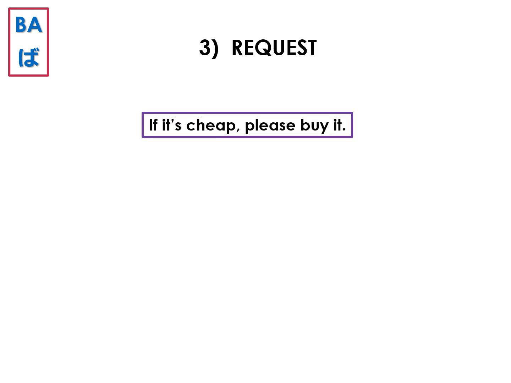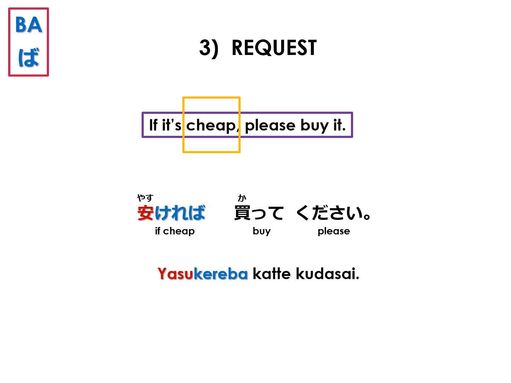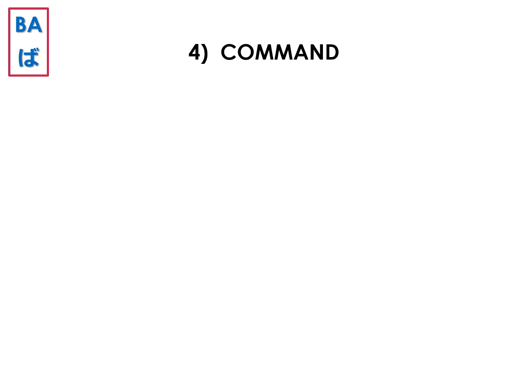If it's cheap, please buy it. Remember that with ba, when forming requests, commands, and suggestions, the verb in the subordinate clause must not be an action. So the first part can be a stative verb, spontaneous verb, adjective, pronoun, or noun. In our example, this is acceptable because cheap is an adjective. In Japanese, 安ければ買ってください。 Our next example is a command.